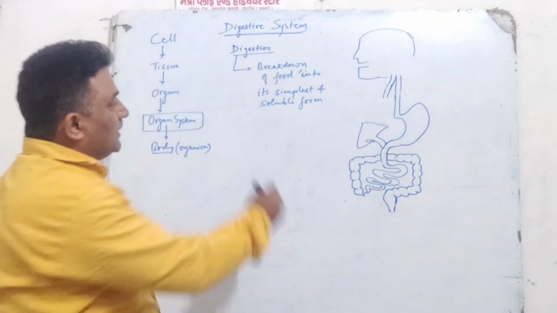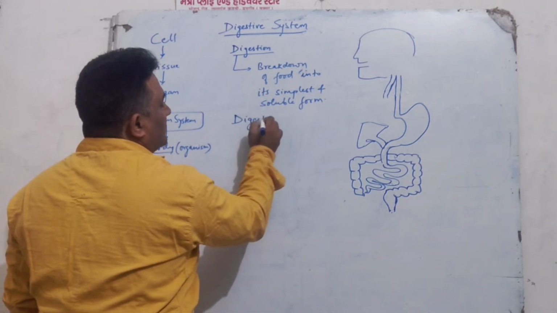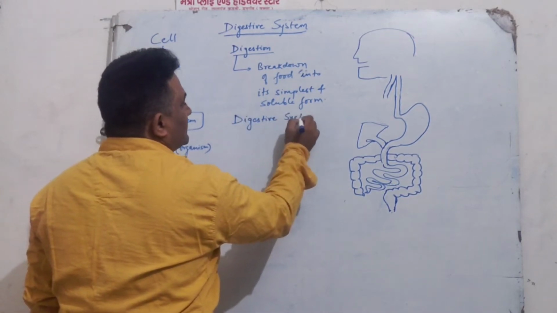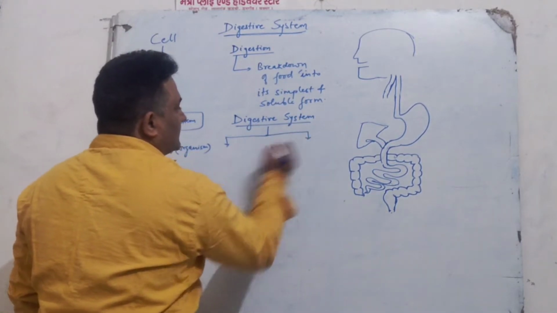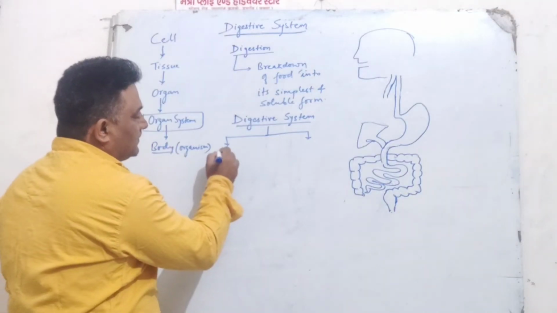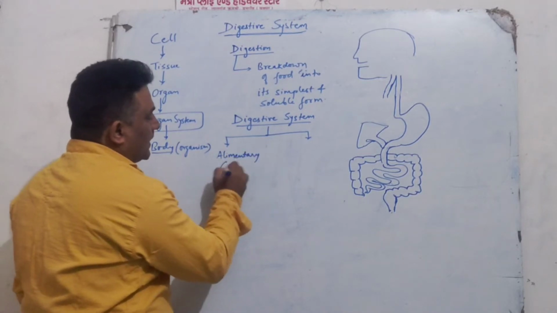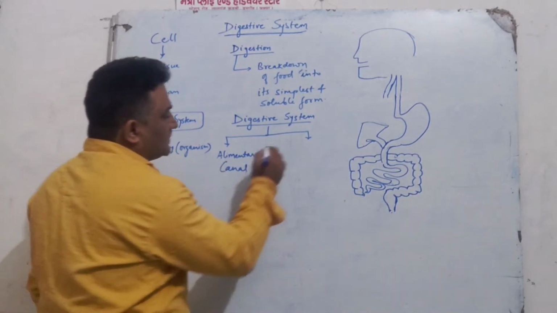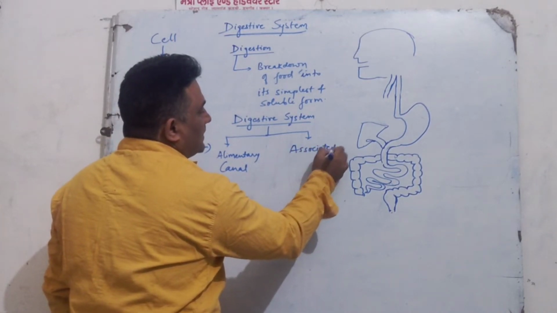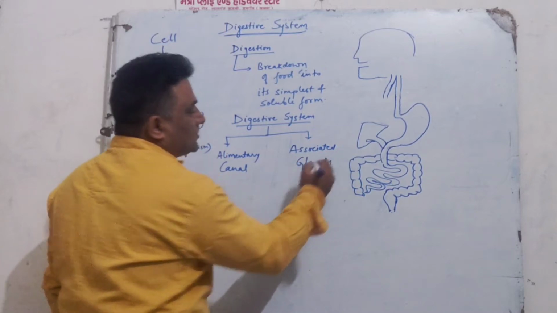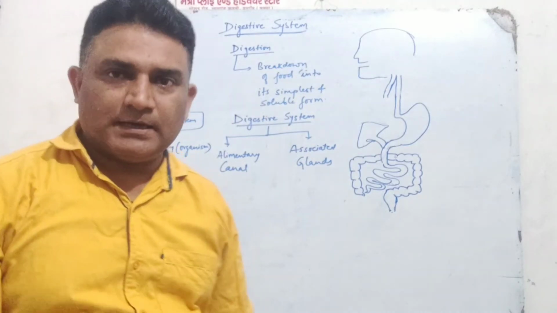Okay. So let me break down this digestive system. The digestive system is actually divided into two parts. First is the alimentary canal, and second is the associated glands.